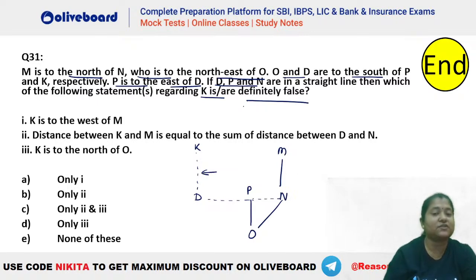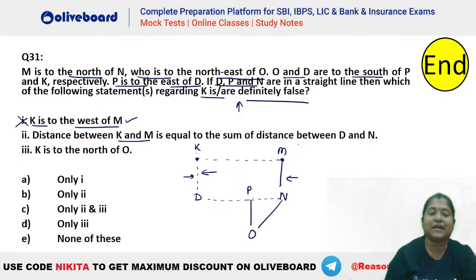Now the question is, which of the following about K is going to be definitely false? Definitely false means that it should never be true. There is no possibility for it to be true. Okay, let's see. First one says K is to the west of M. You can see that K can be to the west of M. There is a possibility because you can see that this length can be equal to this length, isn't it? This and this, that is your KD, can be equal to MN. So K can be to the west of M. That is why there is a possibility for it to be true. Hence, this is not the one that is definitely false.